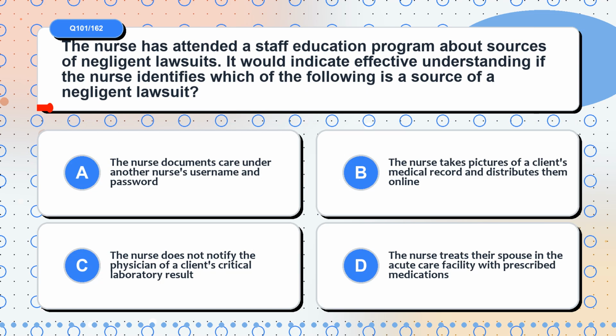Question 101. The nurse has attended a staff education program about sources of negligent lawsuits. It would indicate effective understanding if the nurse identifies which of the following is a source of a negligent lawsuit. Here are the options. Option A: the nurse documents care under another nurse's username and password. Option B: the nurse takes pictures of a client's medical record and distributes them online. Option C: the nurse does not notify the physician of a client's critical laboratory result. Option D: the nurse treats their spouse in the acute care facility with prescribed medications.